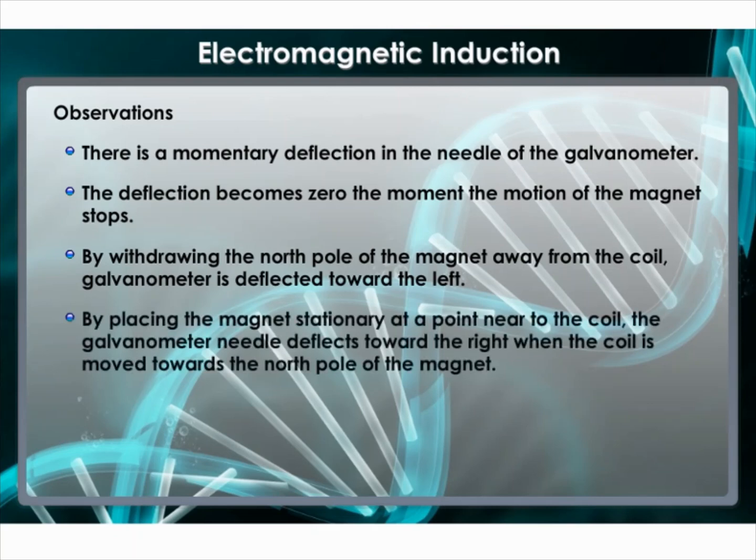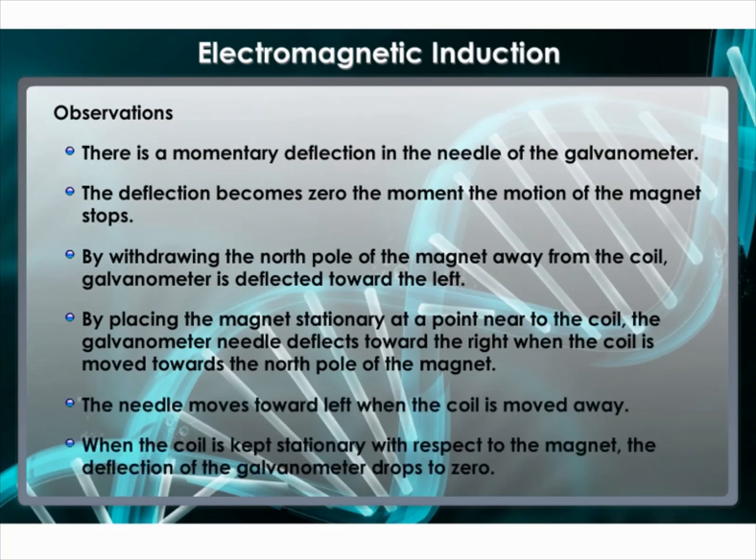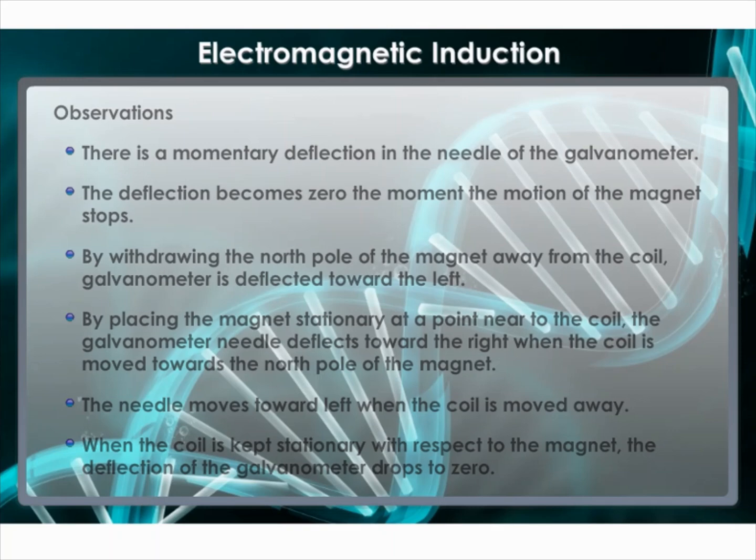Place the magnet stationary at a point near to the coil, keeping its north pole towards the end B of the coil. We see that the galvanometer needle deflects towards the right when the coil is moved towards the north pole of the magnet. Similarly, the needle moves towards the left when the coil is moved away. When the coil is kept stationary with respect to the magnet, the deflection of the galvanometer drops to zero.